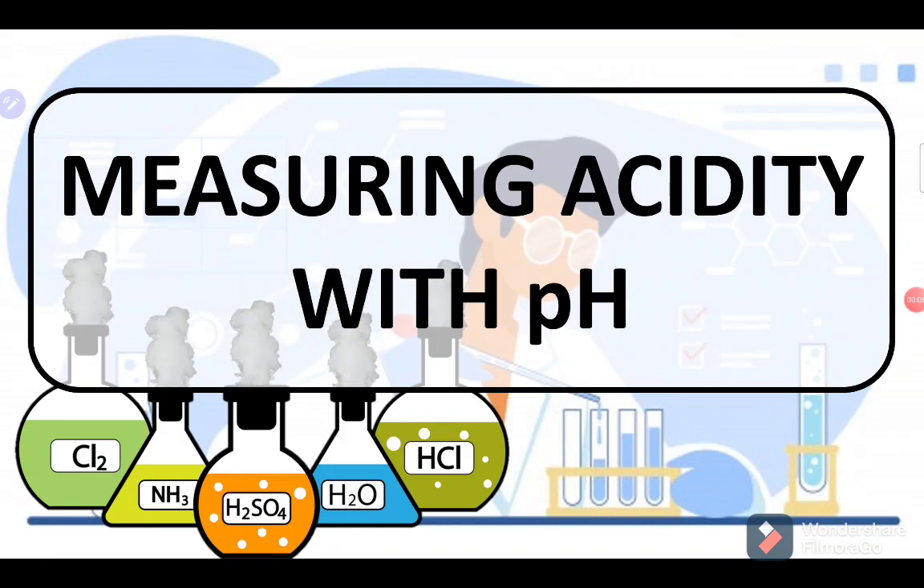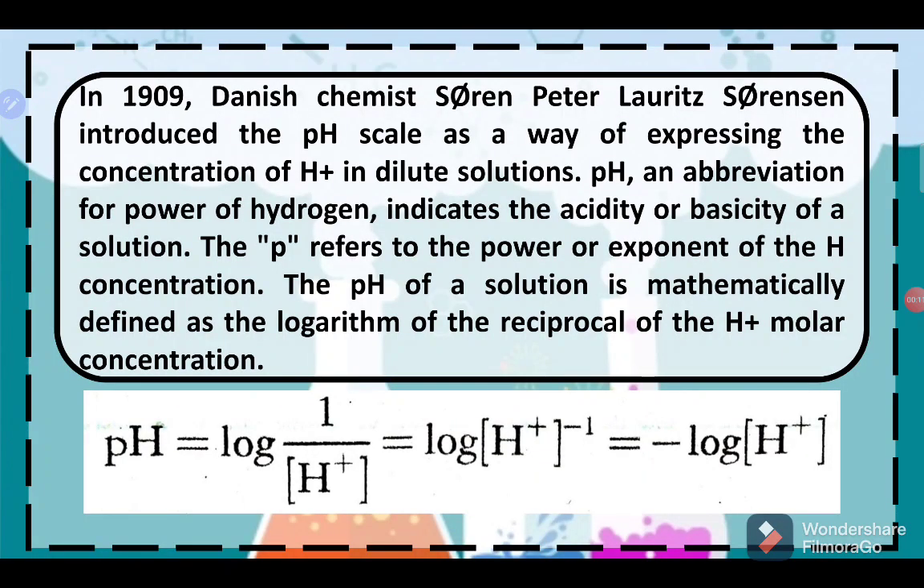Now let's proceed with measuring acidity with pH. In 1909, Danish chemist Søren Peter Lauritz Sørensen introduced the pH scale as a way of expressing the concentration of the hydrogen ion in dilute solutions. pH, an abbreviation for power of hydrogen, indicates the acidity or basicity of a solution. The P refers to the power or exponent of the hydrogen concentration. The pH of a solution is mathematically defined as the logarithm of the reciprocal of the hydrogen ion molar concentration.